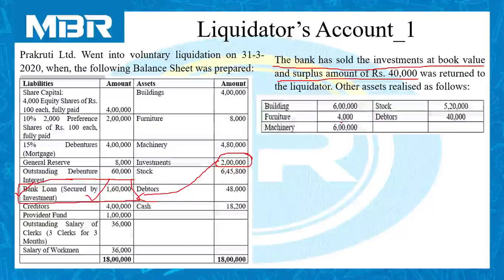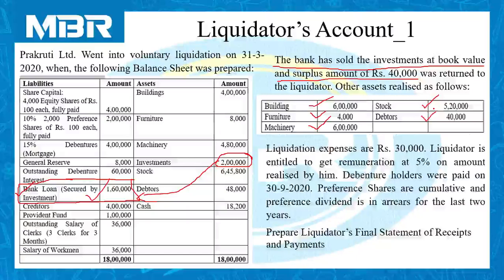Other assets realized as follows: building 6 lakhs, furniture 4,000, machinery 6 lakhs, stock 5,20,000 and debtors 40,000. Liquidation expenses are rupees 30,000. Liquidator is entitled to get remuneration at 5% on amount realized by him.